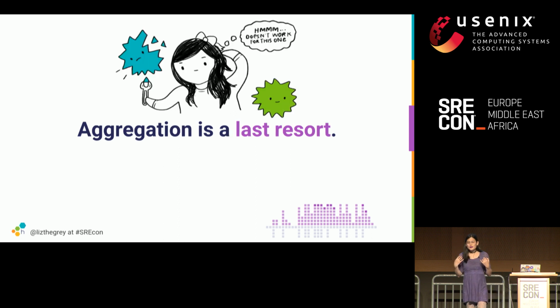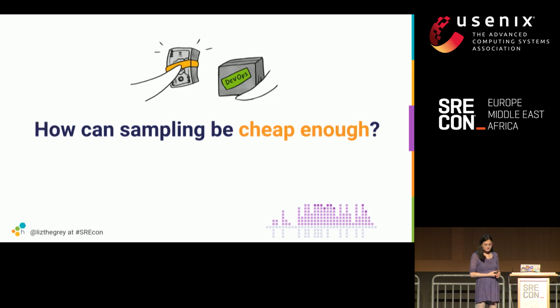So to me, aggregation is a last resort. When you cannot make any other method more economical, and you know what questions you intend to ask about it, then aggregation works fine. But aggregation fails when you're trying to understand attributes about your system that vary and have high cardinality.